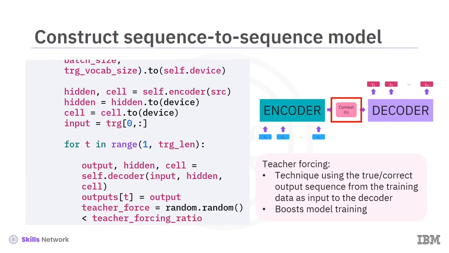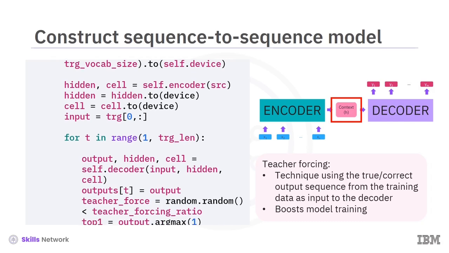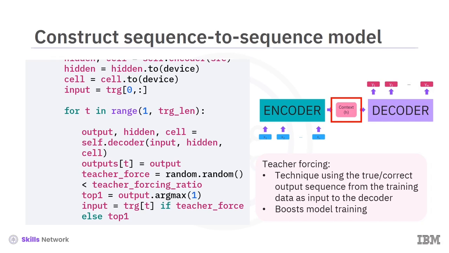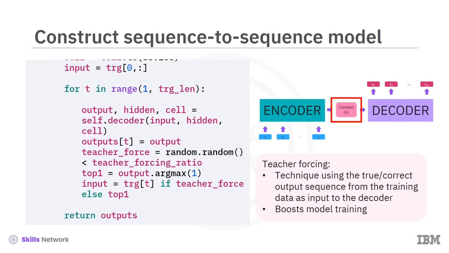For each target sequence time step, pass the input and prior states to the decoder, saving the output tensor and states. Decide whether you need to apply teacher forcing at each step, using the true target token, targt, or the predicted one, output argmax1, depending on the teacher forcing ratio. Then return the outputs tensor, which includes predictions for each time step, completing the sequence-to-sequence model construction.